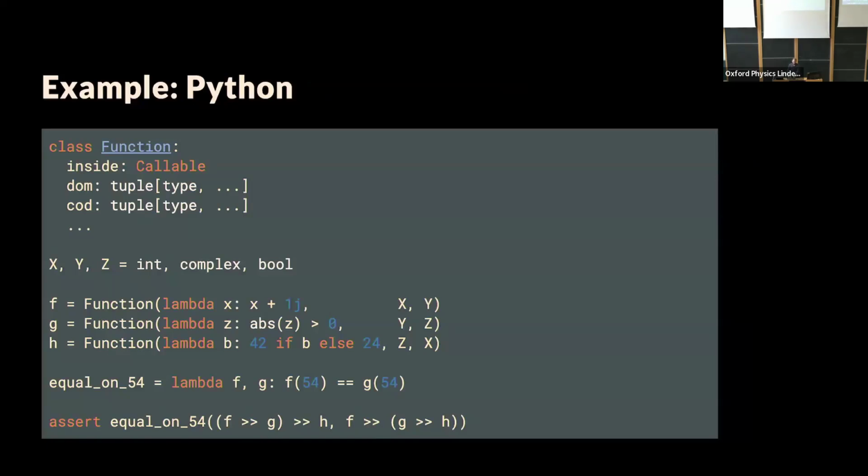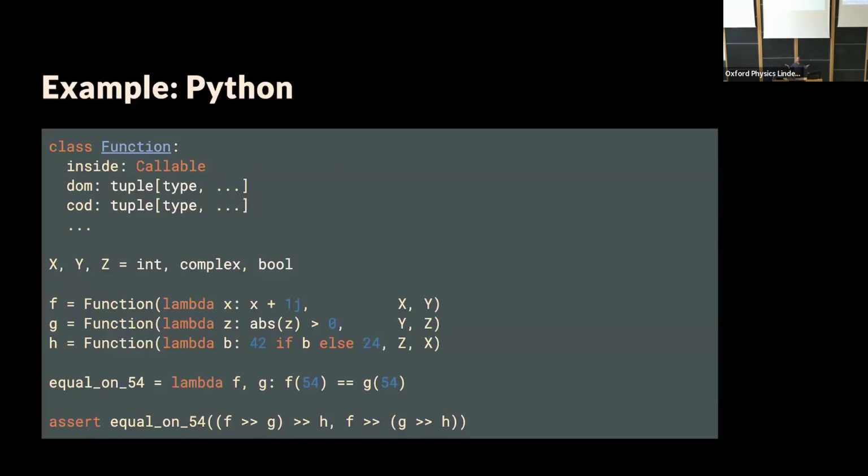And you can just define the objects, for instance, X, Y, Z, could be int, complex, and bool, three types in Python. And you can define some functions. So really, this function class is a wrapper around the callable class of Python. You will initialize it by giving it a function and some domain type and a codomain type. And then you can compose them with the syntax at the bottom, and the composition is given by this. When you compose them, it's going to check that the types match. That's basically all it's doing.